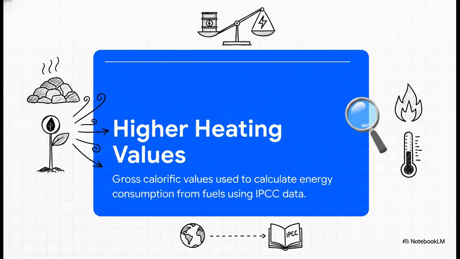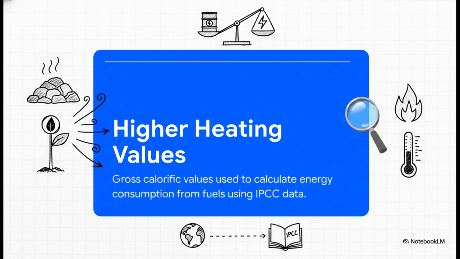Now, when calculating the energy you get from burning fuels and biofuels, the SASB standard gives us a very specific rule. You absolutely must use higher heating values, or HHVs. Sometimes people call these gross calorific values. You can measure this directly yourself, or you can pull the data from the Intergovernmental Panel on Climate Change, the IPCC. But what you cannot do is just guess how much energy a ton of coal or a gallon of diesel gave you.